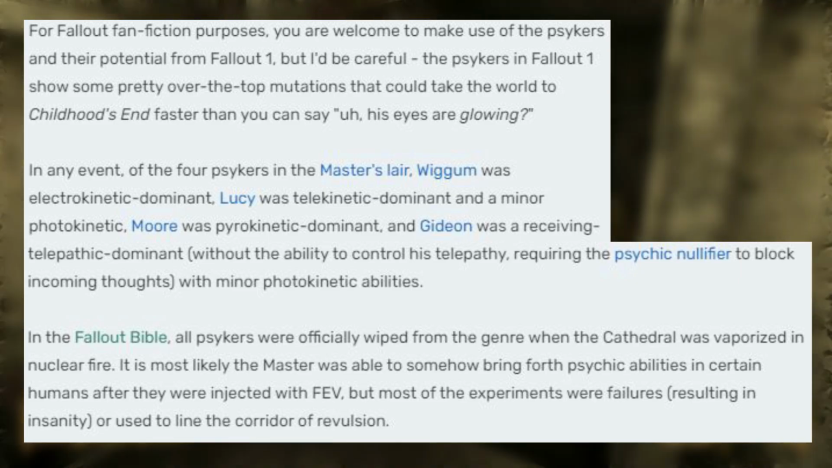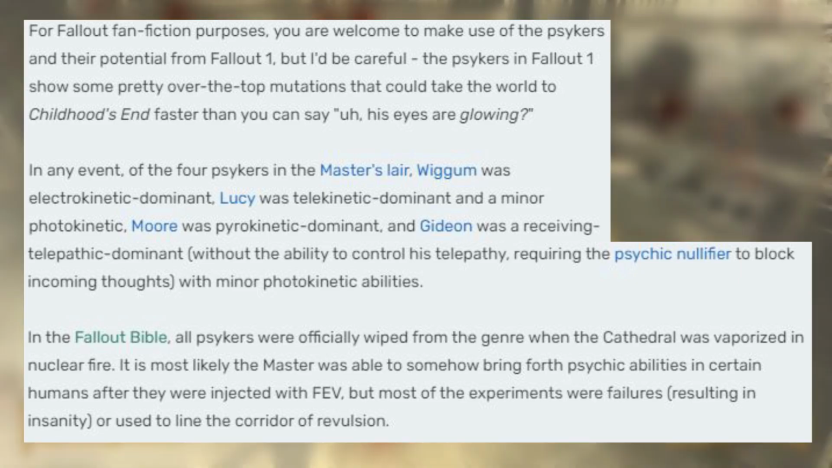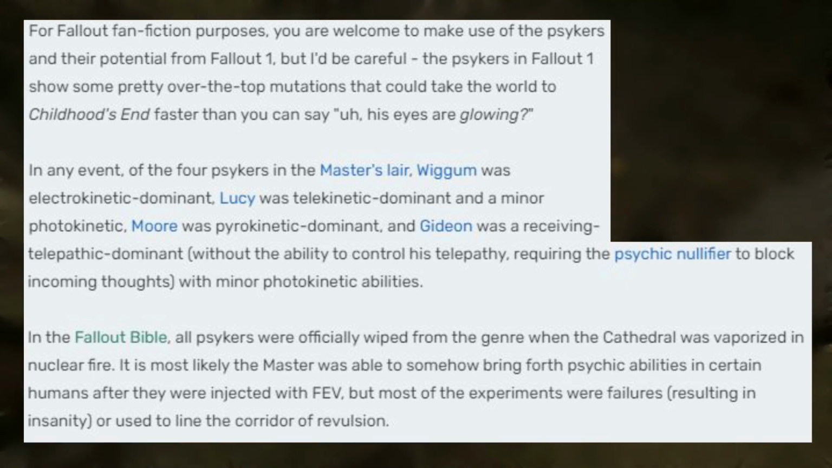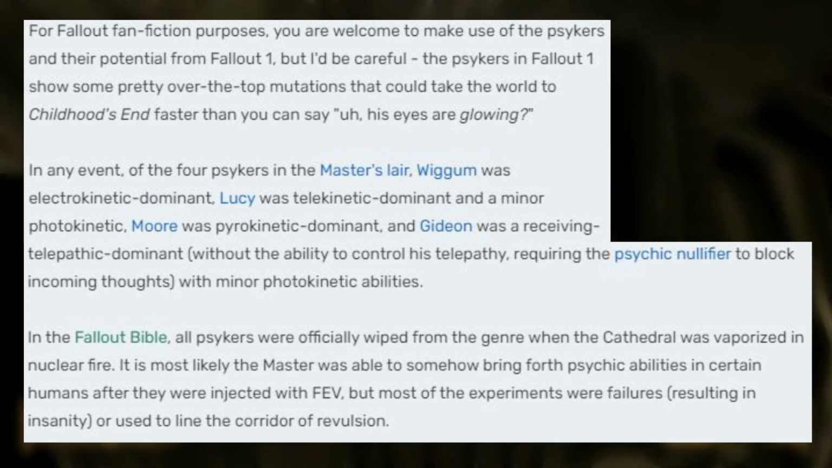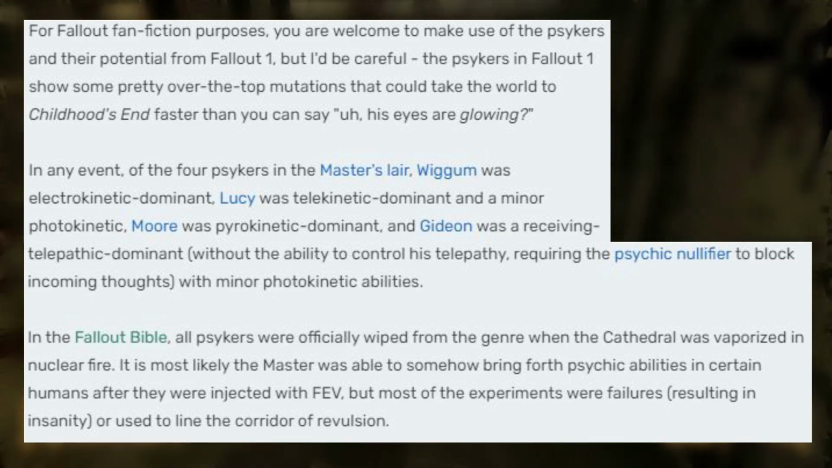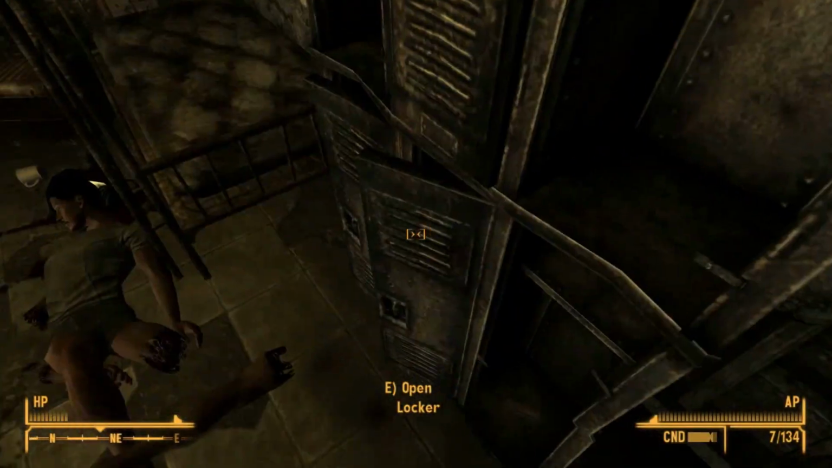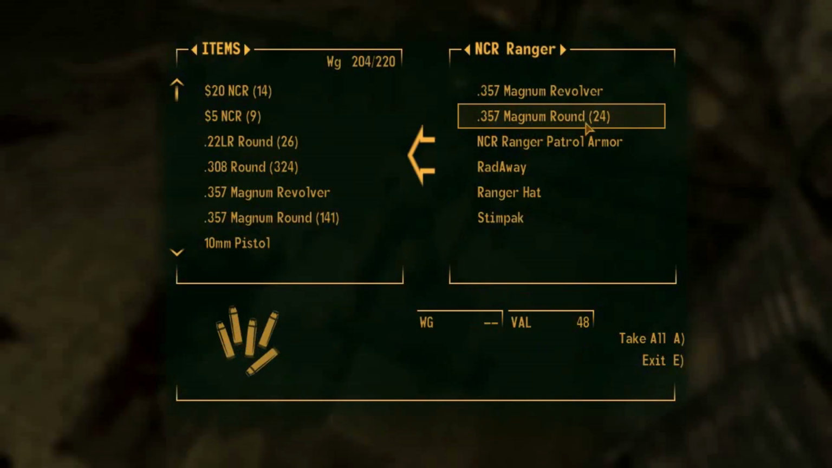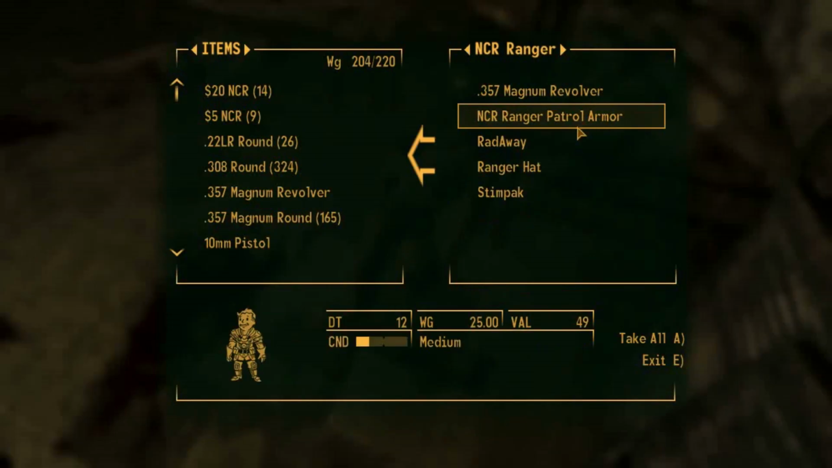In the Fallout Bible, all Psykers were officially wiped from the genre when the cathedral was vaporized in nuclear fire. It is most likely the Master was able to somehow bring forth psychic abilities in certain humans after they were injected with FEV, but most of the experiments were failures, resulting in insanity, or used to line the corridor of revulsion. I find it interesting that once again we see Chris laying another group to permanent rest, or at least what he thought was permanent rest.